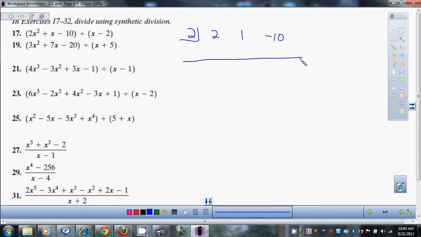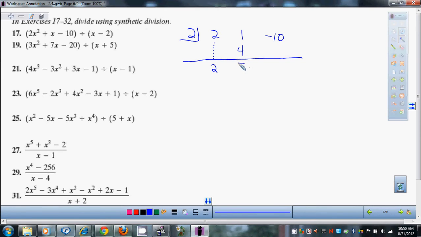Draw yourself a little line. Now, hold on. You always drop down your first term. It just comes straight down. Anything that's below that line, you're going to multiply by what's in the box. 2 times 2, and you write it here. 2 times 2, what's 4? It goes there. Anything above that line, you add with whatever it's lined up with.